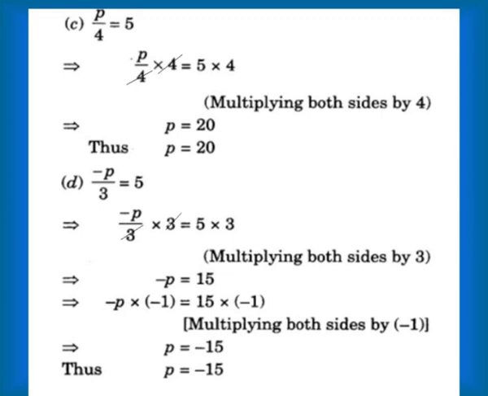Next, D subdivision, minus p by 3 is equal to 5. Firstly, we are multiplying 3 on both sides and we got minus p by 3 into 3, which is equal to 5 into 3. In LHS, 3 and 3 will be getting cancelled and we got minus p. Our RHS is 5 into 3, that is 15.